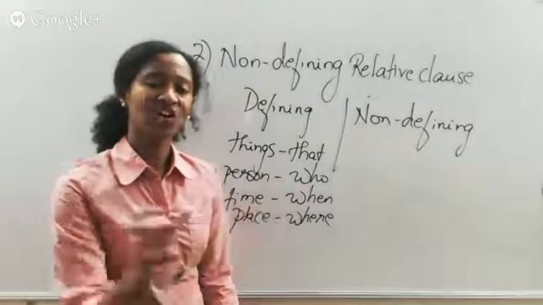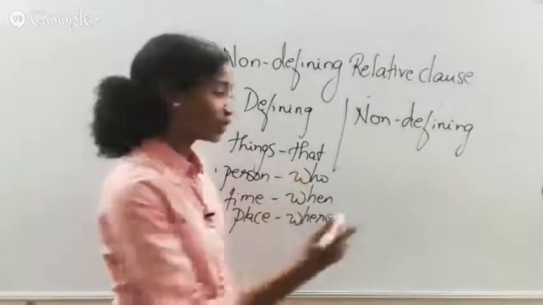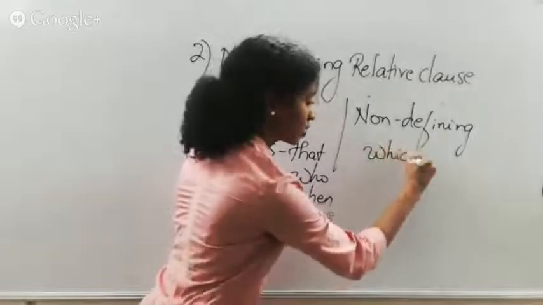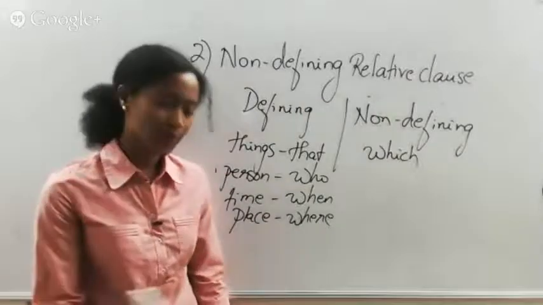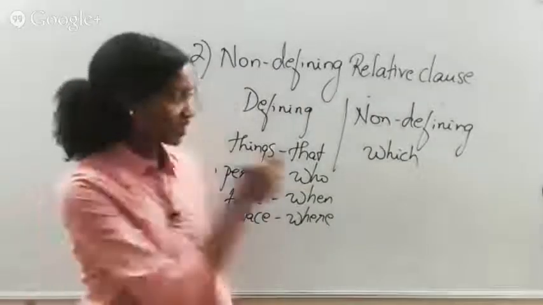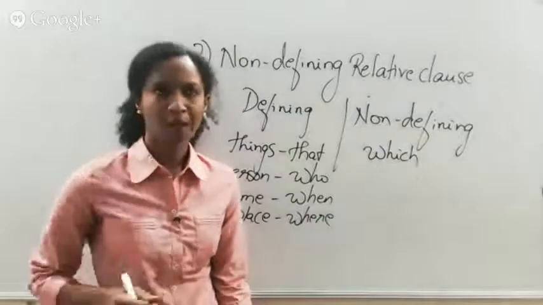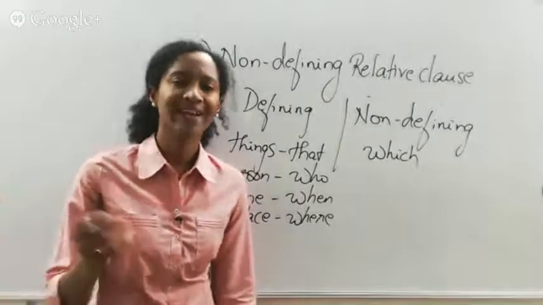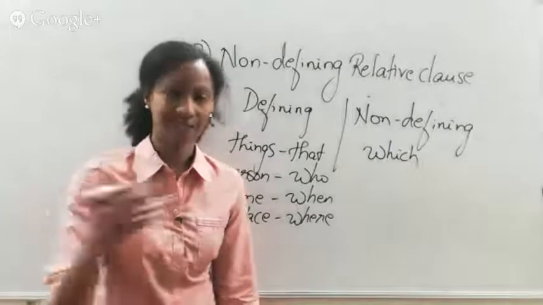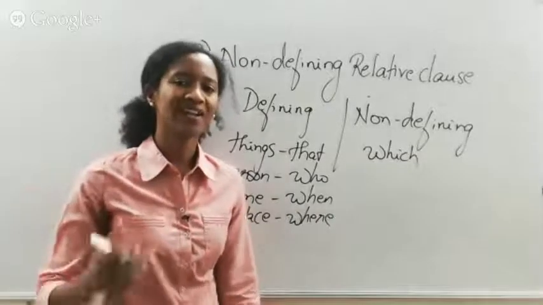For a non-defining clause, on the other hand, where I said it adds information to a sentence, for things, you use which. And the rest of it remains the same. For persons, you use who. For time, you use when. And for place, you use where. Now, to give you an example for a non-defining clause, if I say, our school, which is 300 years old, is getting a new auditorium.